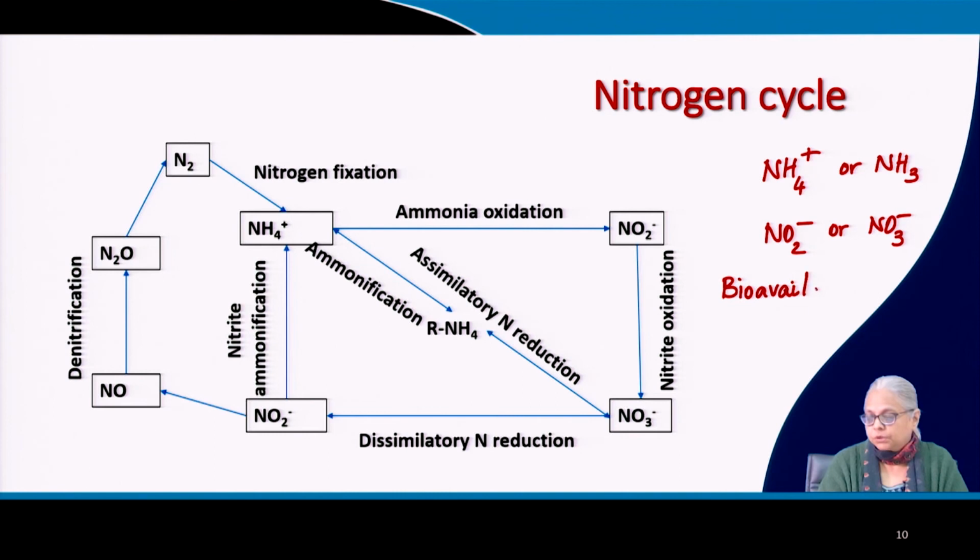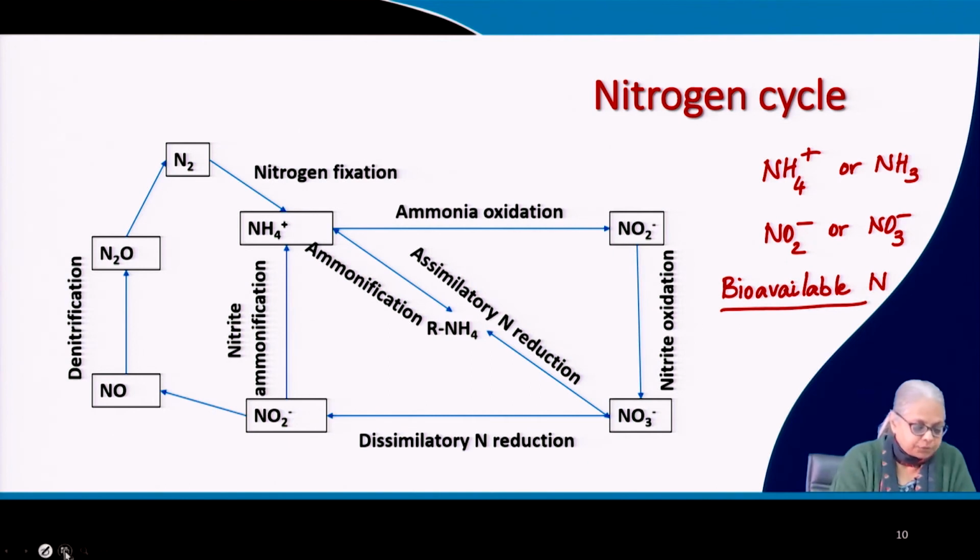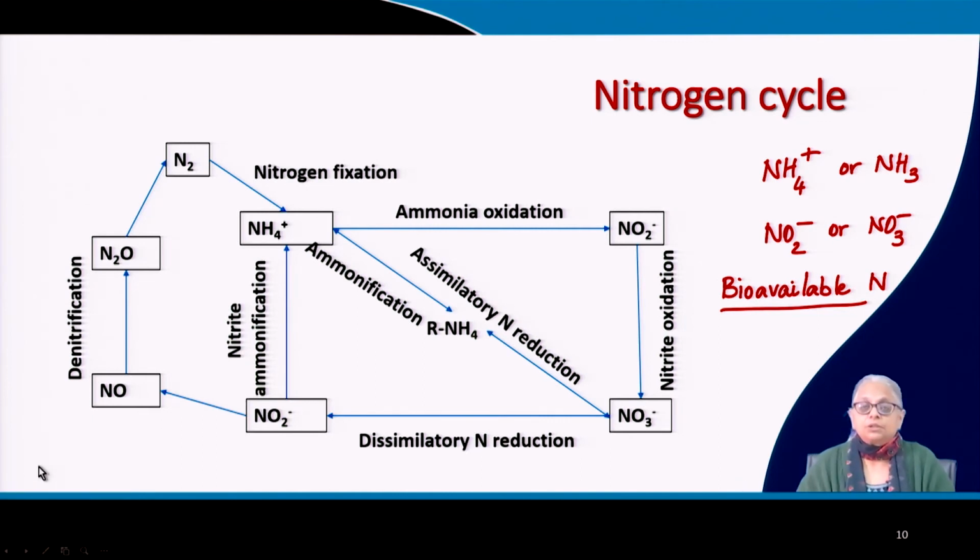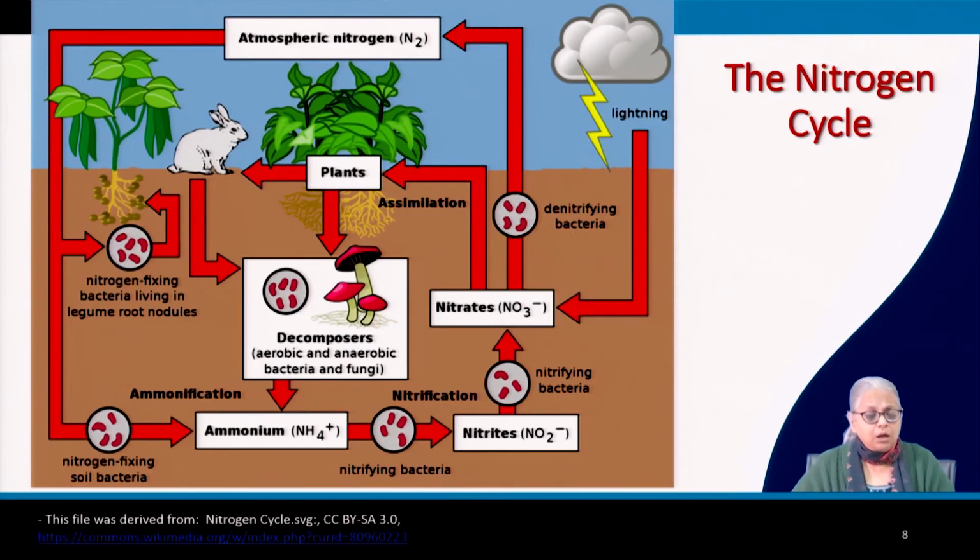N2 is not bioavailable. So this is an important point to remember, because even though we have a huge amount of nitrogen in the atmosphere, it's not bioavailable, and therefore it really doesn't do any good. So how is it converted? So nitrogen fixation, the conversion of nitrogen to the bioavailable forms, is very, very difficult. So you can do it industrially.